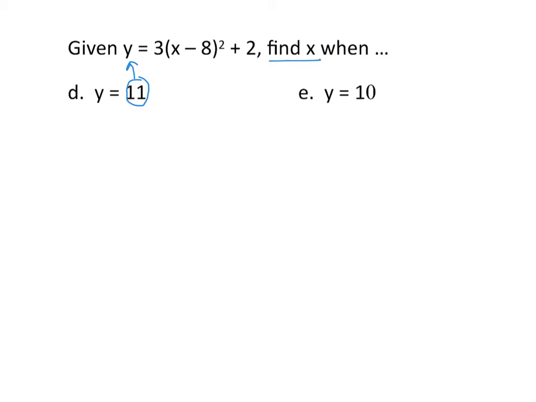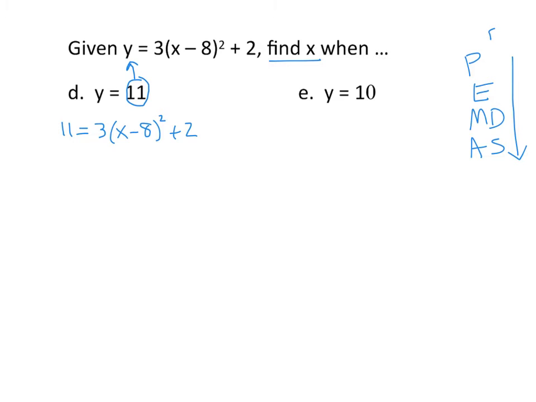I want you to remember that we need to plug that 11 in for y, and then we are going to solve. So 11 equals 3 times x minus 8 squared plus 2. Remember on the previous screen I said we have to think back to PEMDAS. Remember that when we use the order of operations this way, we are simplifying. But when we're solving an equation, we need to do the opposite of PEMDAS.